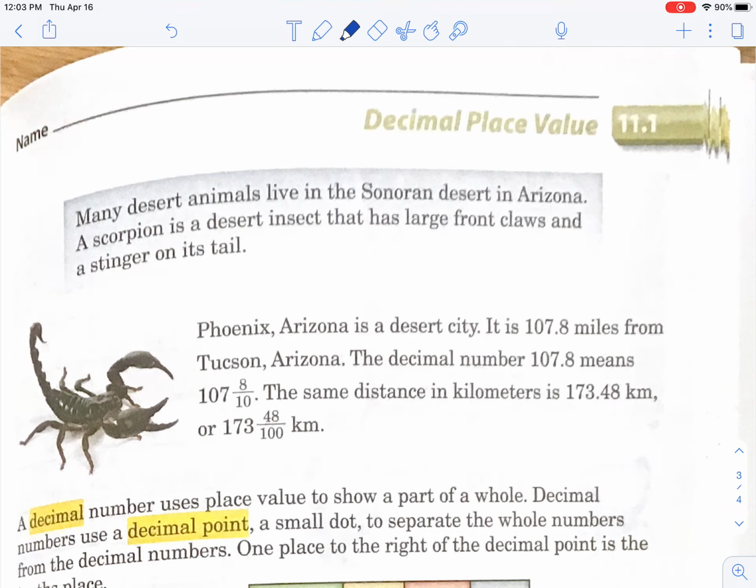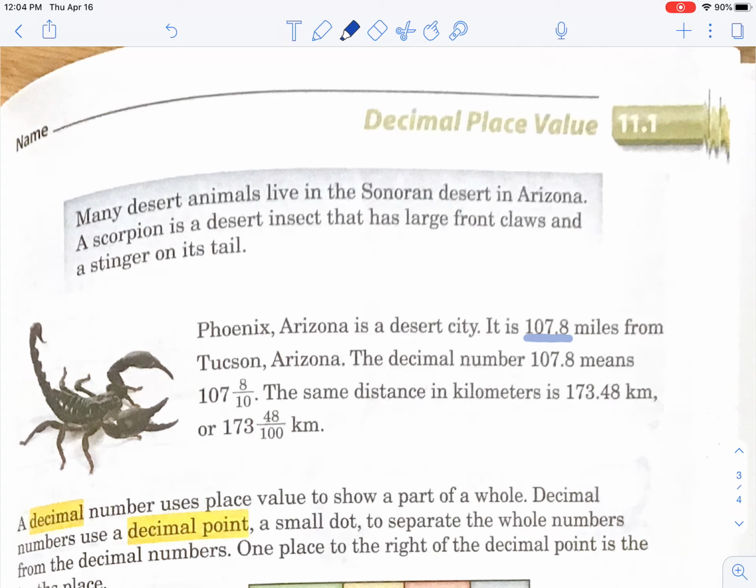Okay, now open your book to page 307. Read along with me. We're at the top of page 307. It says, many desert animals live in the Sonoran Desert in Arizona. A scorpion is a desert insect that has large front claws and a stinger on its tail. I'm very thankful these are not all over Oregon because these guys are crazy. No, thank you. They actually call pest control people to get rid of these in your house. So Phoenix, Arizona is this desert city. It is 107 miles from Tucson, Arizona.